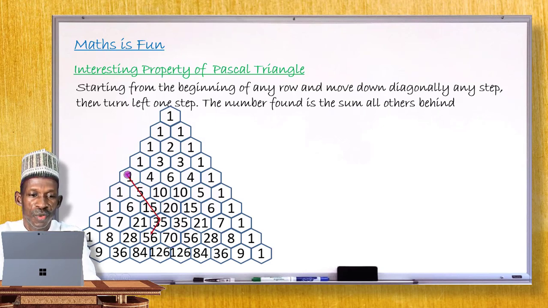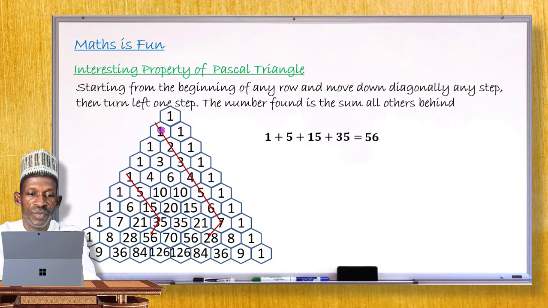Let me take this row. I'll move diagonally 4 steps: 1, 5, 15, 35. This is 4 steps. And then turn left one step. So what this property is saying is that this number 56 is the same as the sum of those numbers behind. If you add them together, it will give you this number 56. Let's just do that and see. So 1 plus 5 is 6, 6 plus 15 is 21, 21 plus 35, of course, is going to be 56.